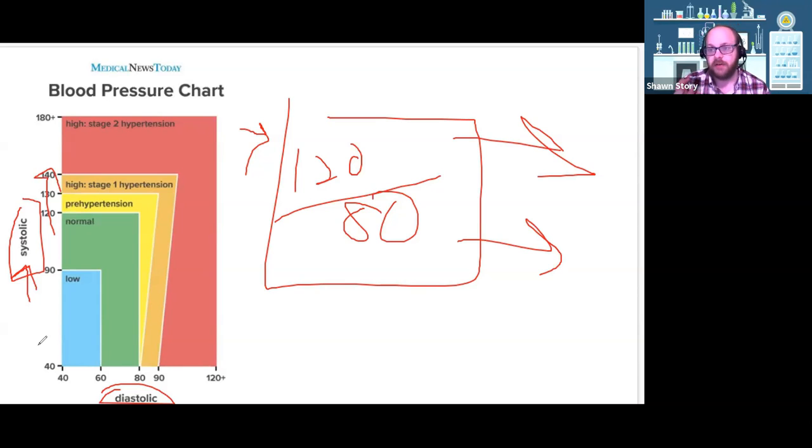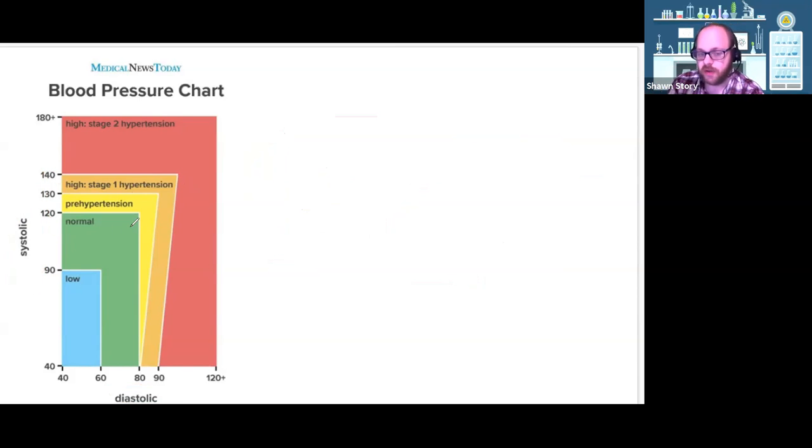Then the heart relaxes. Now what is the pressure? That's what we're measuring: what is the pressure when the heart is squeezing and what is the pressure between those beats when the heart is relaxed. Ba-boom, ba-boom. That second number is when the heart is resting. We look at those two numbers, and those two numbers then determine if someone has hypertension, hyper meaning above, tension meaning pressure. So they have too high of blood pressure.